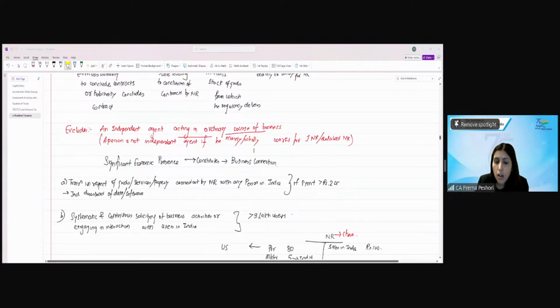Significant economic presence also is considered to constitute the business connection. Now, what does this mean? When I'm talking about the business connection, what I tried to say is that there has to be some amount of organized activity being carried out in India, and you are generating the income therefrom. That is business connection. So, what I'm reflecting on is that we should have some amount of physical activities being carried out in India to earn the business income. Correct?